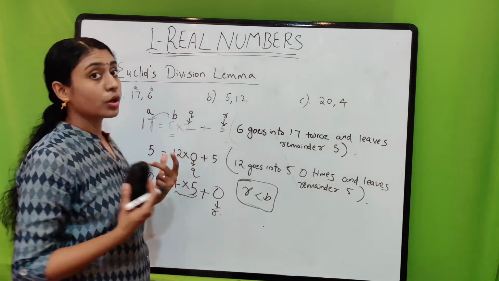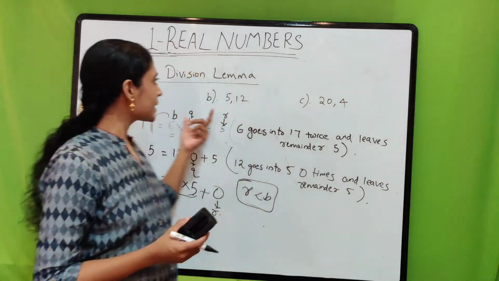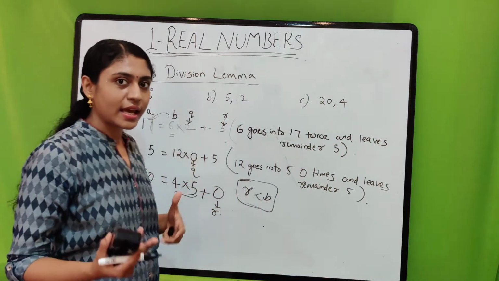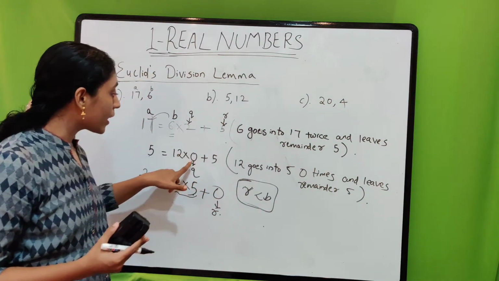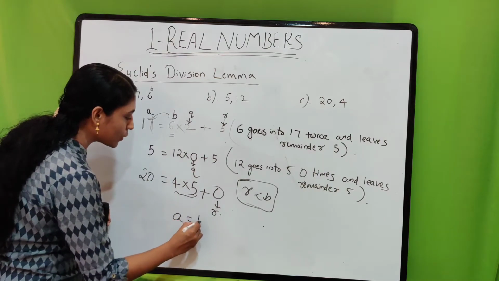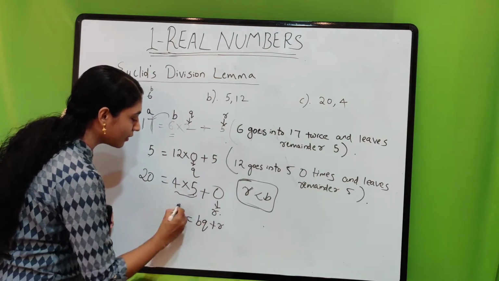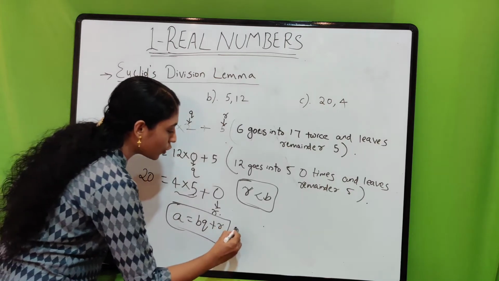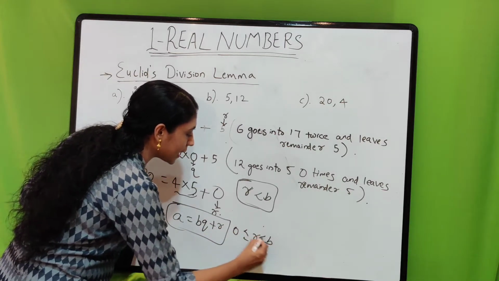Now we can define what Euclid's division lemma is. For given positive integers A and B, we can find whole numbers Q and R satisfying the relation A is equal to BQ plus R, where 0 is less than or equal to R, which is less than B.